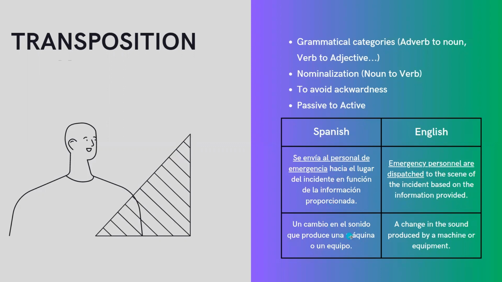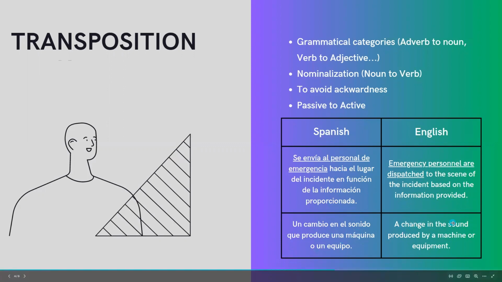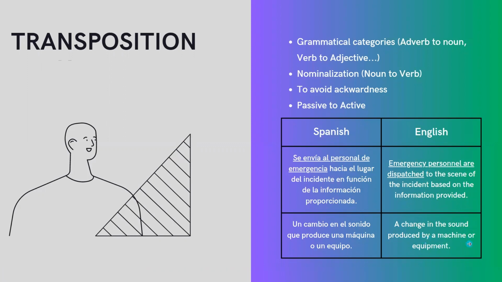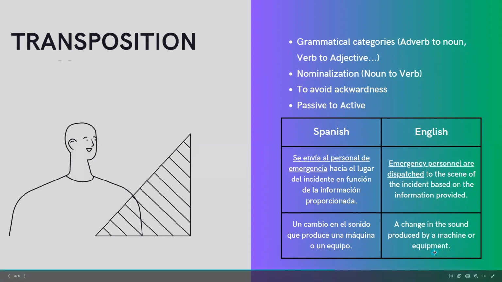Here we have an example from passive to active voice: un cambio en el sonido que produce una máquina o un equipo, a change in the sound produced by a machine or equipment. So it is a little change that makes, again, the whole difference.